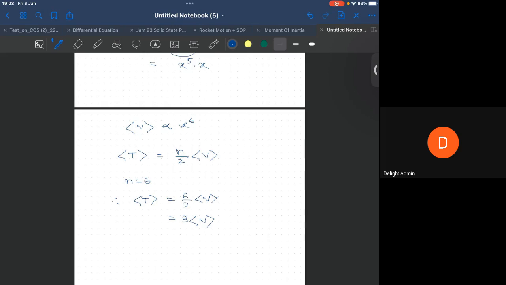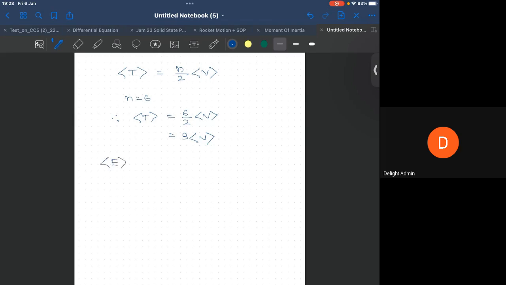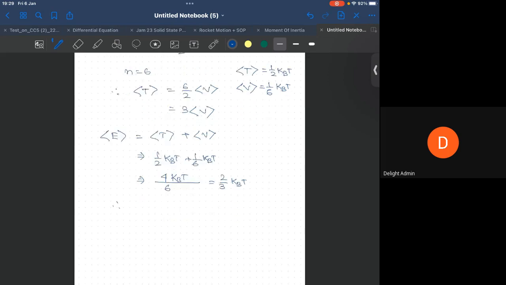Now they have asked me for the total energy. The total energy is T plus V. We also know that the average kinetic energy is half kBT, so the average potential energy will be 1 by 6 kBT. So half kBT plus 1 by 6 kBT gives 4 kBT by 6, that is 2 by 3 kBT. This is for a single particle, so for n particles I just multiply by n. So expectation of E is 2/3 n kBT, that is the total energy of the system.